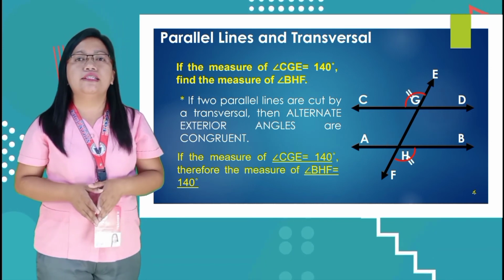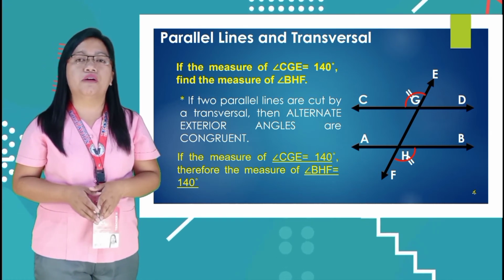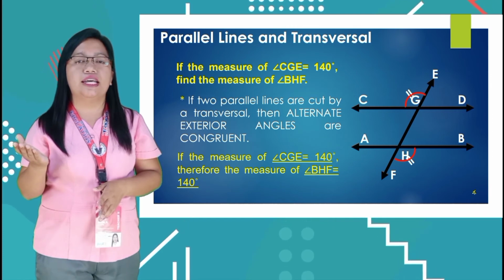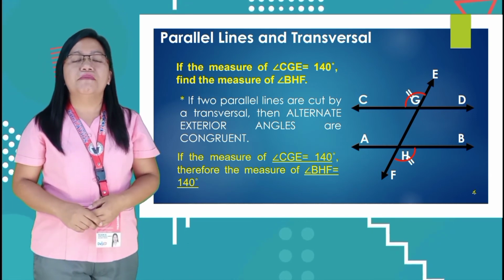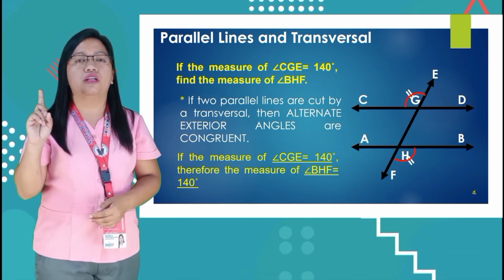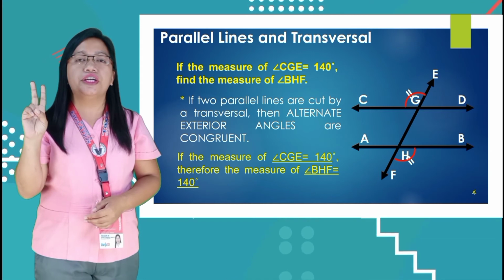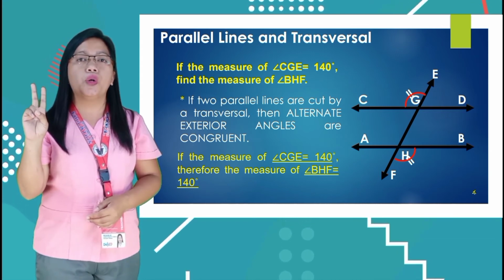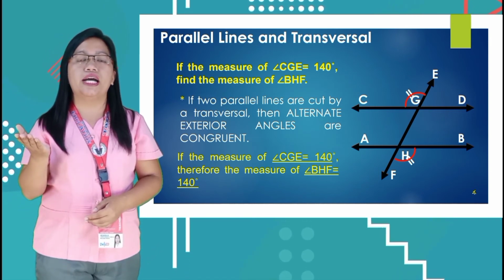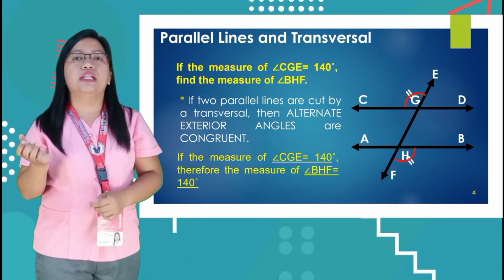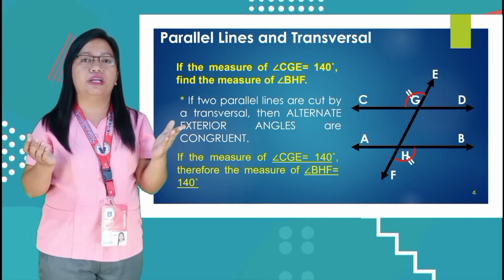Another one. Let us find the measure of angle BHF, given the measure of angle CGE, which is 140 degrees. For this problem, remember and take note of this rule: if two parallel lines are cut by a transversal, then alternate exterior angles are congruent. If the measure of angle CGE is equal to 140 degrees, therefore, angle BHF is equal to 140 degrees.